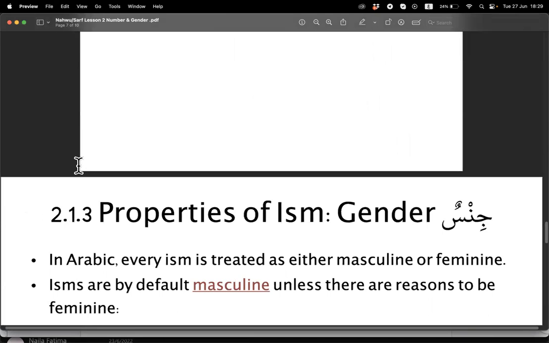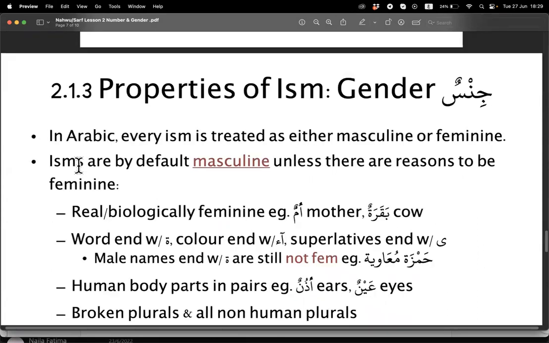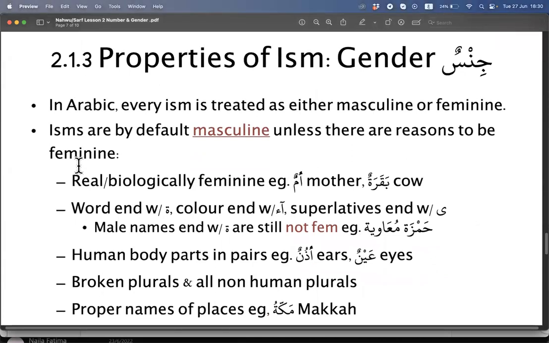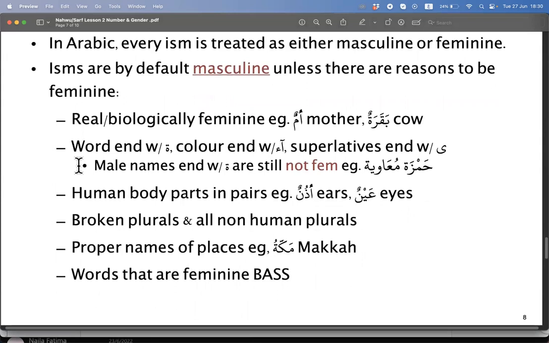Can we move on to gender now? Okay, so this is the third property. We did status, we did number, now this is gender. There are only two genders, masculine and feminine, of course. The default of the ism, any ism, should be masculine, unless there are reasons for you to make it feminine. Otherwise it will stay masculine.